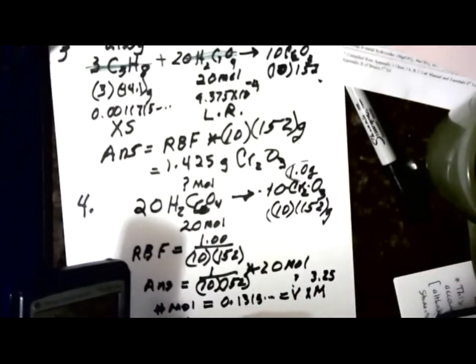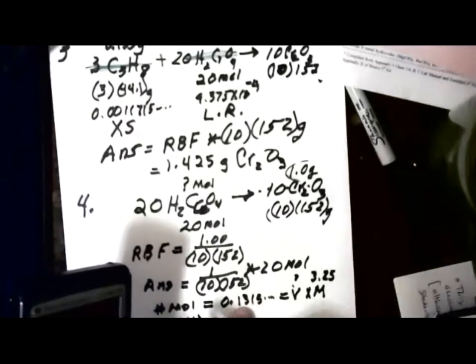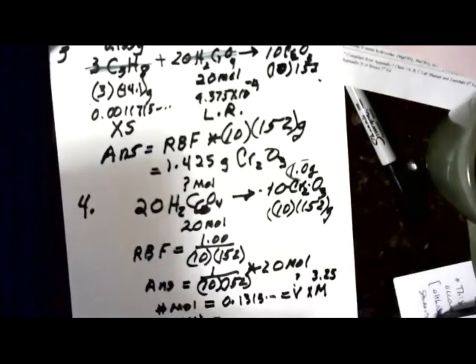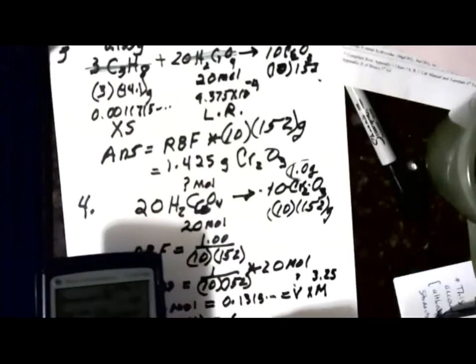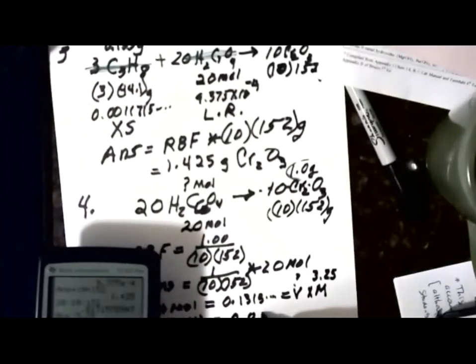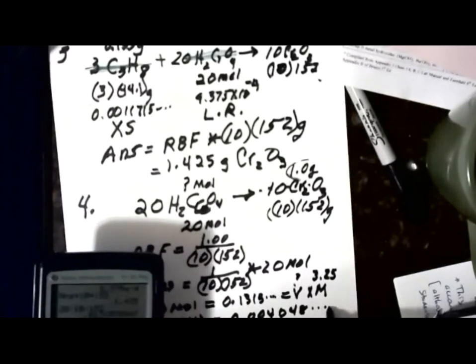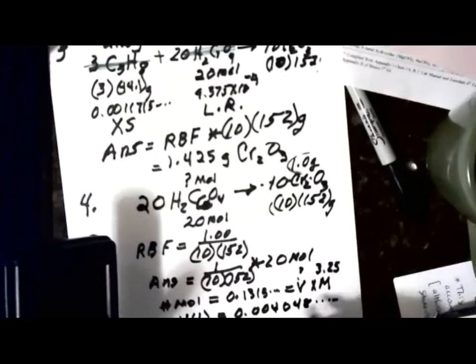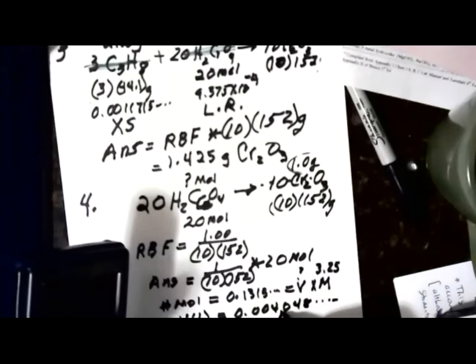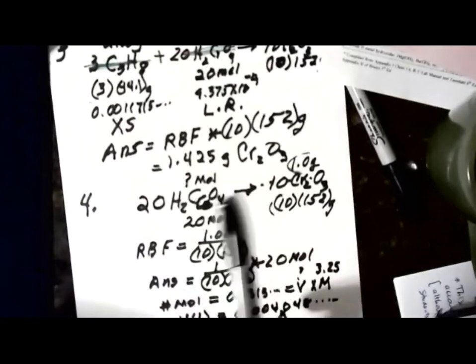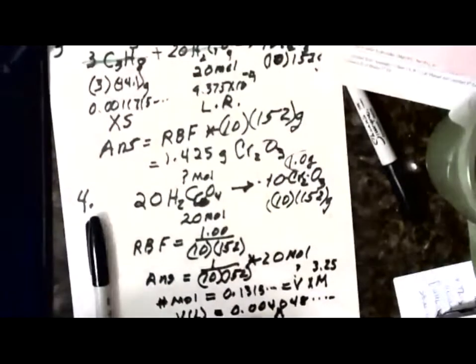So the volume now in liters is going to be the 0.13157 that I've got on my screen divided by 3.25. So divide by 3.25. My answer is 0.00408 and a whole bunch of other digits. And that's going to be in liters. If I want milliliters, it's going to be 4.04 milliliters. 4.048 and a whole bunch of other digits after that.